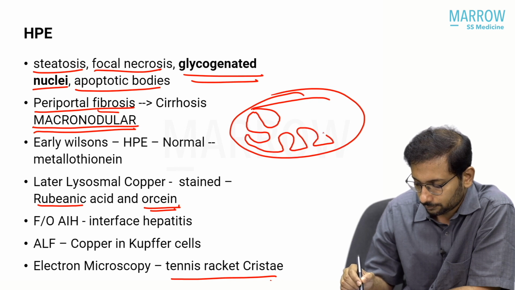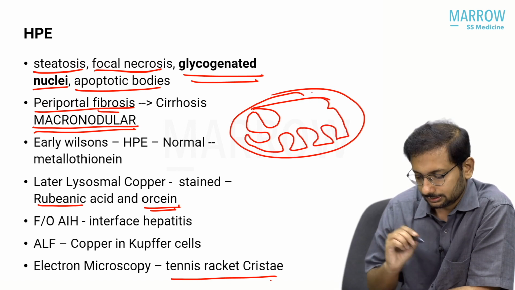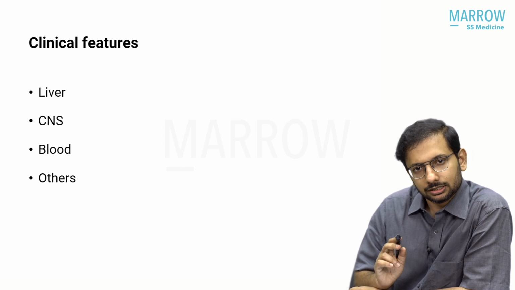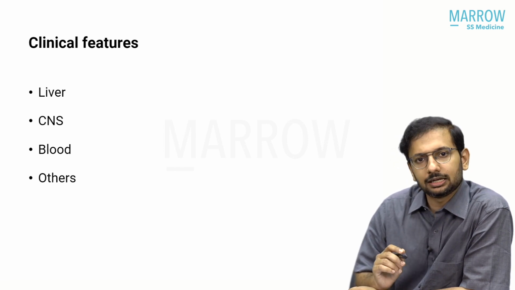That is what is called a tennis racket cristae. So let's talk about clinical features in Wilson's disease. With respect to clinical features, the three main organ systems which are involved are liver, CNS and blood.